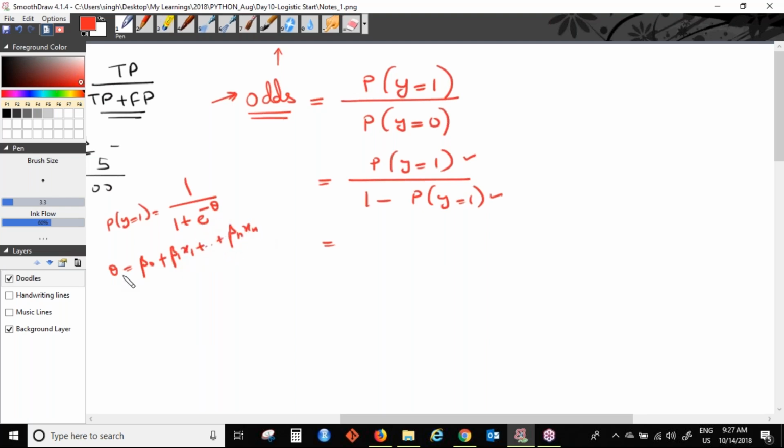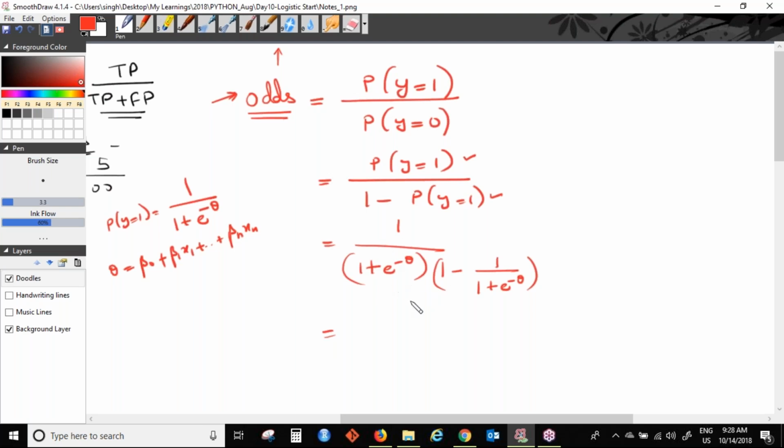I have written theta in place of this so that I avoid writing it again and again. So if I plug that here, 1 divided by 1 plus e to the power minus theta, and here 1 minus 1 divided by 1 plus e to the power minus theta. This is what I will have.